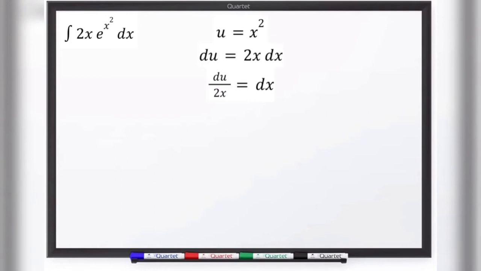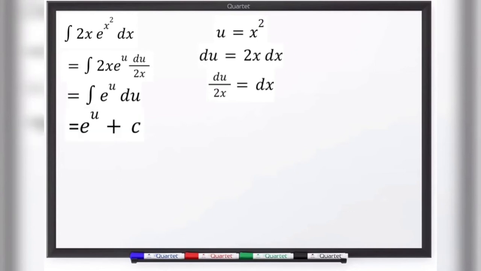So now, we replace x squared with u and dx with du over 2x. And now, we have 2x e to the power of u du over 2x. We can cancel out 2x, and now we have e to the power of u du. The antiderivative of e to the power of u is e to the power of u plus c. The last thing we need to do is replace u with x squared, and the final answer will be e to the power of x squared plus c.